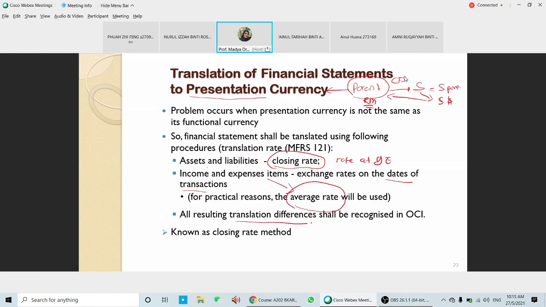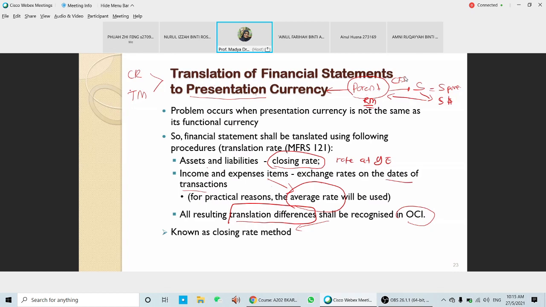So any translation difference that we have here will be recognized in other comprehensive income. So this method is known as the closing rate method. So we have two methods to translate the financial statements here. Either we use the closing rate method, and the other one is the temporal method. So two methods to translate here.